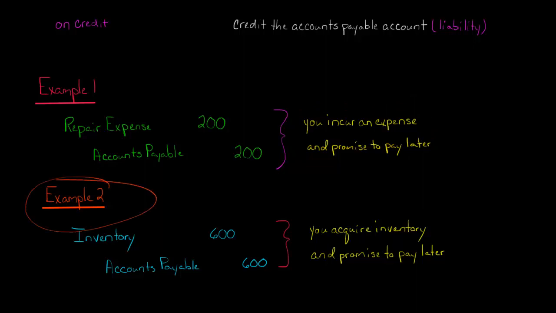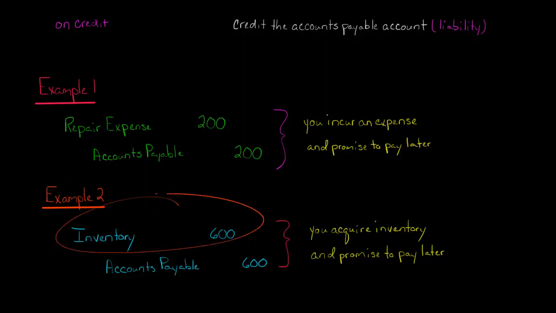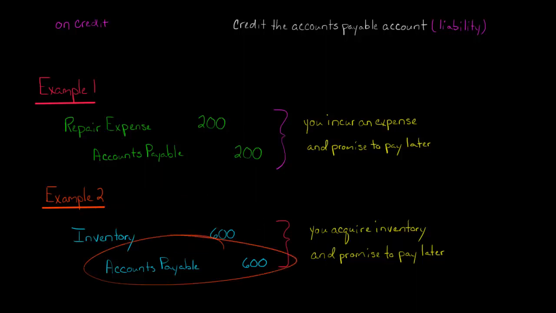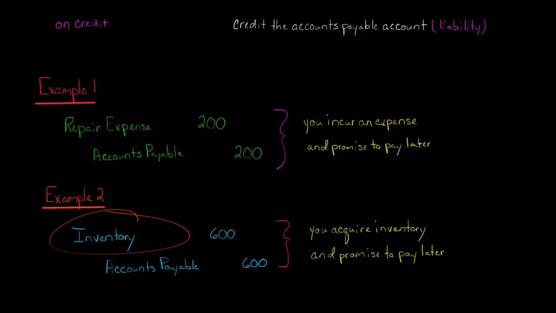Now, the second example, we are debiting an asset account. We're debiting inventory. So I'm assuming this company uses a perpetual inventory system. Okay, so they're going to debit inventory when they acquire inventory, and they're going to credit accounts payable to record the fact that they have not yet paid for the inventory. Okay? Now, if the company used a periodic inventory system, it would be similar, but they would debit the purchases account instead of the inventory account, and they would still credit the accounts payable.